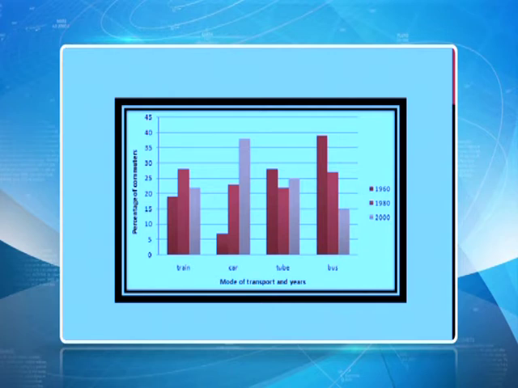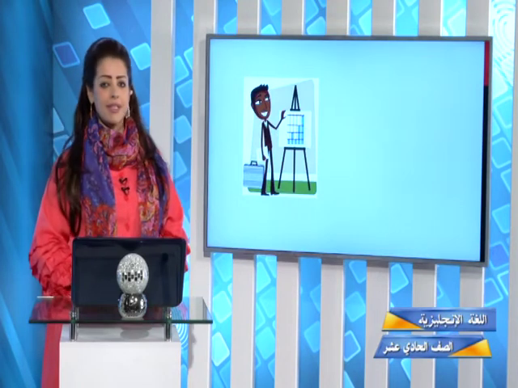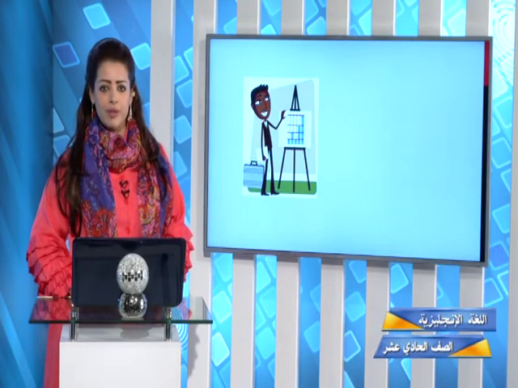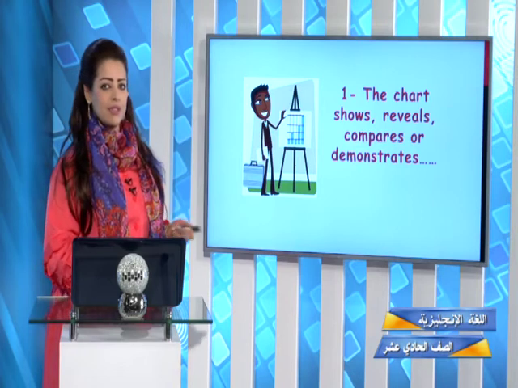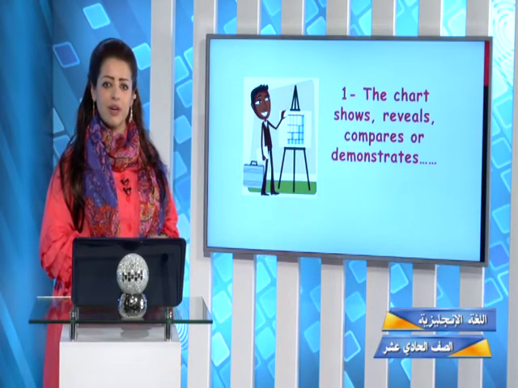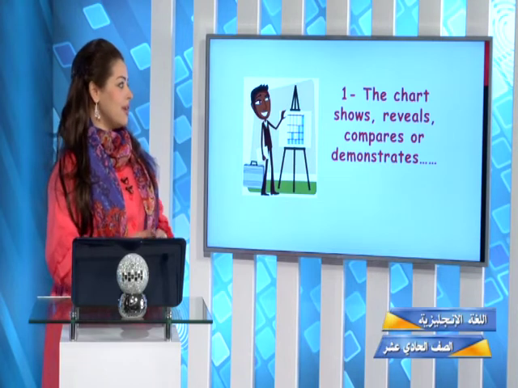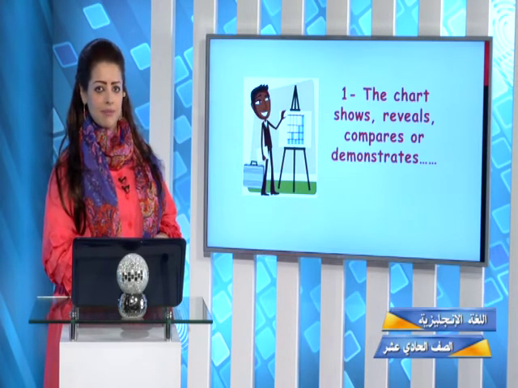Now, look at this bar chart. What do you see? First thing in a chart, try to look at the sides. Look at the numbers. Look at the bars. What are they presenting? Mode of transport, percentage of commuters, years. Now, when you begin your report about the chart, first thing is that you have to write what it tells you. Begin your sentence with: this chart reveals, shows, compares or demonstrates.